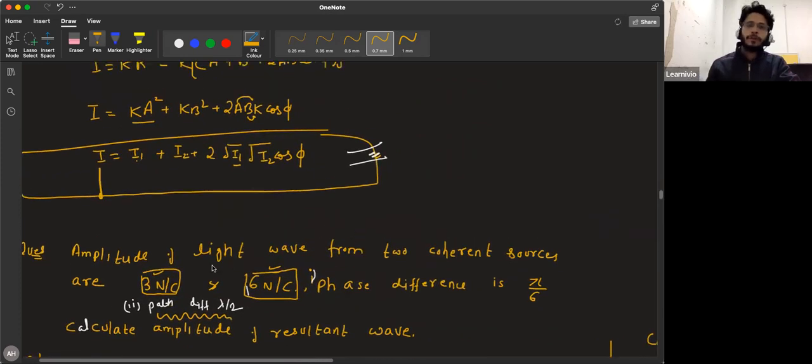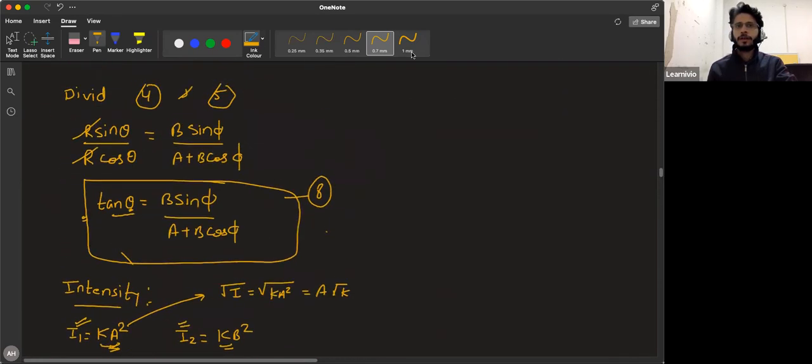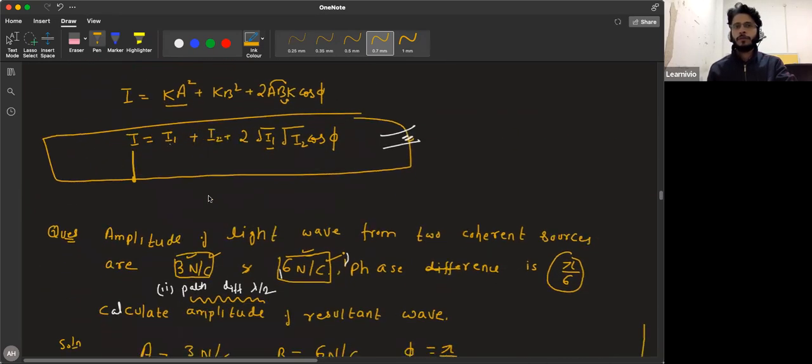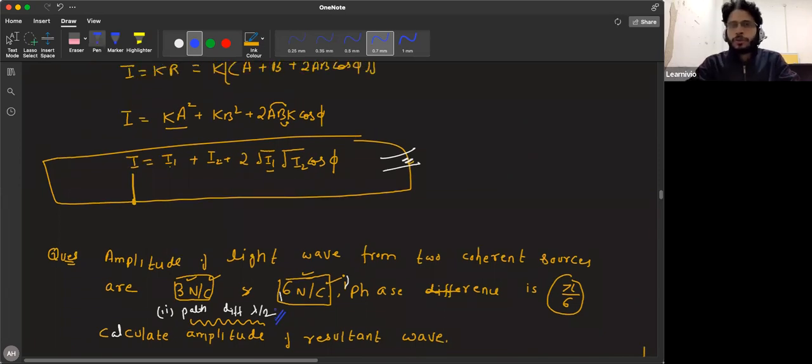So the first question is this. You have two waves, their amplitudes are 3 Newton per coulomb and 6 Newton per coulomb. Newton per coulomb is the unit of electric field, so our amplitudes are electric field basically. The phase difference is pi by 6. First part, you need the amplitude of the resultant wave. This is the formula that you use. A is given, B is given, phi is given, so you can get the value of the amplitude of the resultant wave. Similarly, in the second part, the path difference is lambda by 2. If you have path difference, you can get the value of phase difference and then also the value of R. Do this numerical and write your answer in chat.